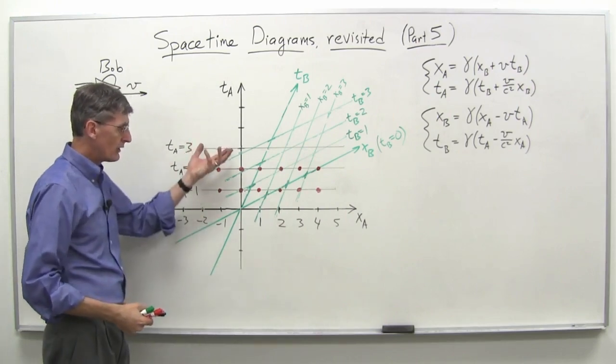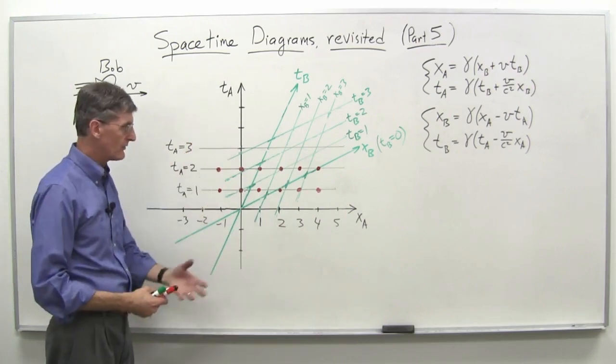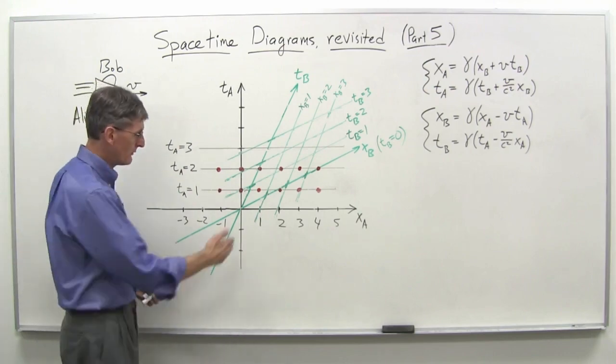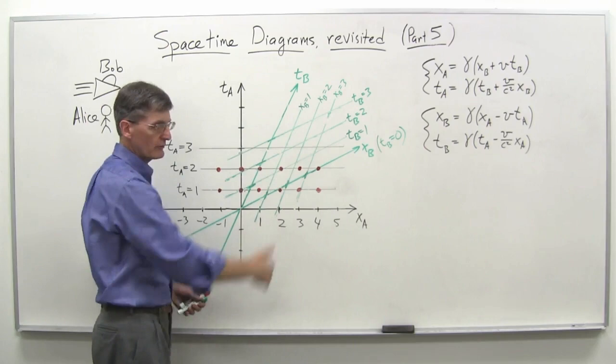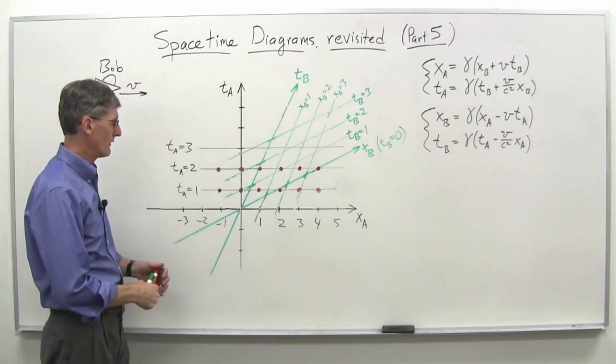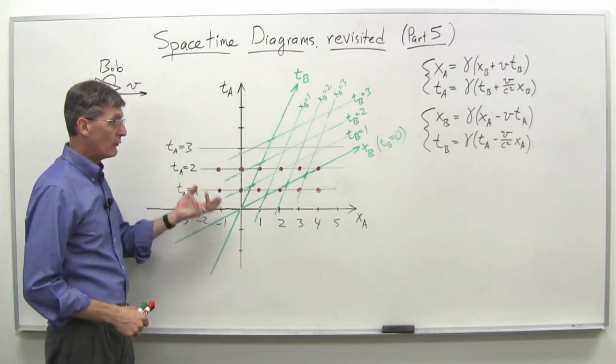We did not draw lines of same location for Alice just because it gets to be a little much on here, but they would be x sub A equals 1, x sub A equals 2, x sub A equals 3, and so on and so forth like that. Now, what about Bob's plot?